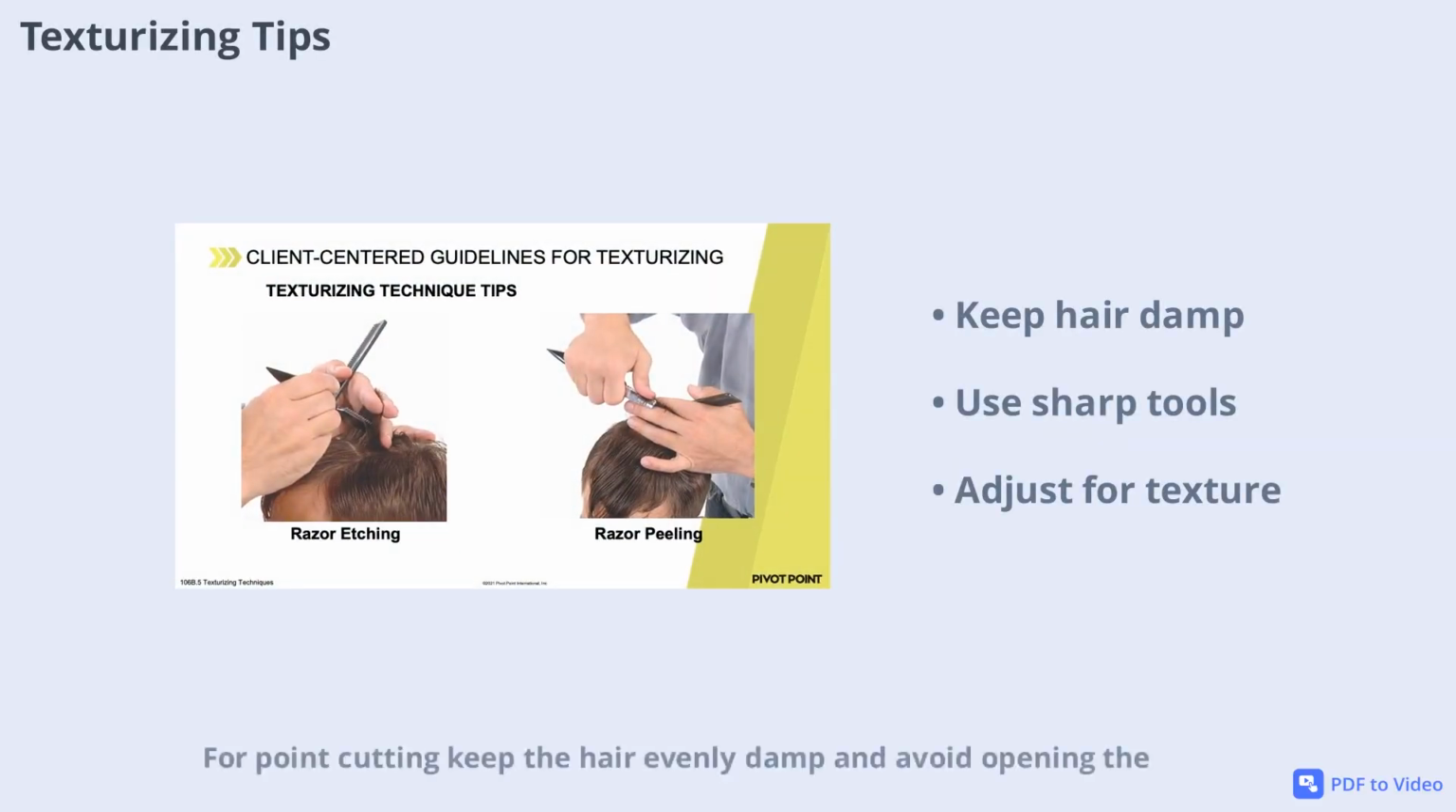For point cutting, keep the hair evenly damp and avoid opening the shears all the way to prevent pulling and discomfort. Use sharp shears for clean cuts. For razor etching, use a sharp blade at a slight angle with even fluid strokes. Adjust the length and number of strokes for more or less end texture. For razor peeling, keep the hair damp and use a guarded razor, adjusting the blade position for the desired texture.